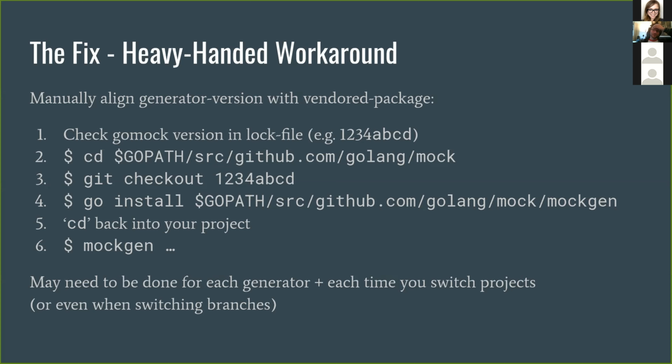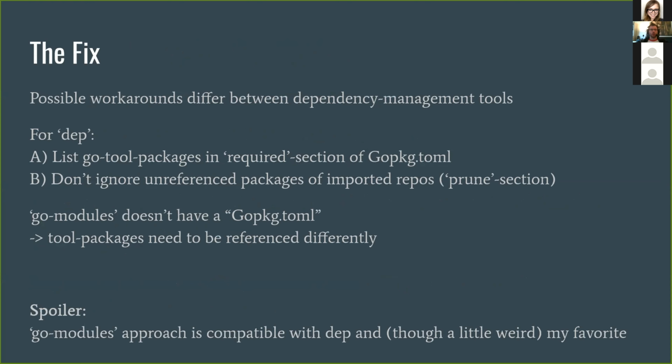So let's see some solutions with dependency tooling. How can it help us out? Possible workarounds differ depending on the tools that you're using. So for dep, we have at least two possible ways. One is to list dependencies in the so-called required section of the Gopkg.toml. There you can list dependencies that don't occur in your source code anywhere, like the mockgen package. We can also tell dep to not ignore unreferenced packages. So I'll show you examples for both of these cases.